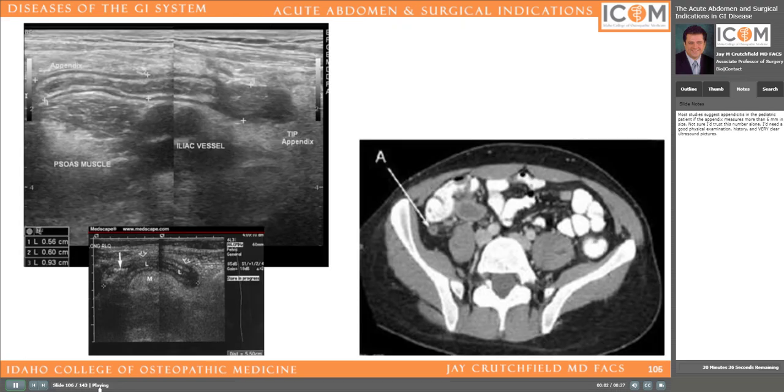Most studies in the pediatric population have suggested appendicitis if the appendix measures more than 6 millimeters in diameter. I'm not sure that I would trust this number alone. I need a good physical exam, a history, and very clear ultrasound pictures. Here we see an example of ultrasonography on the left, and on the right we can see an inflamed appendix, which is pointed out to us by the white arrow.